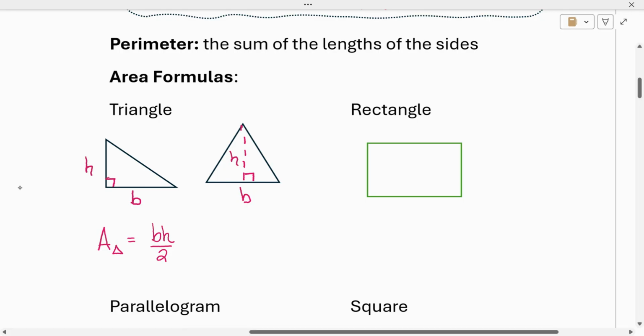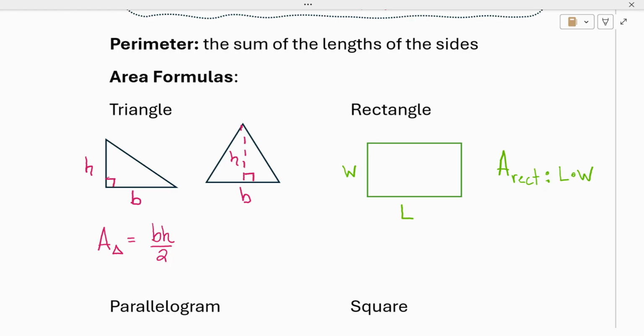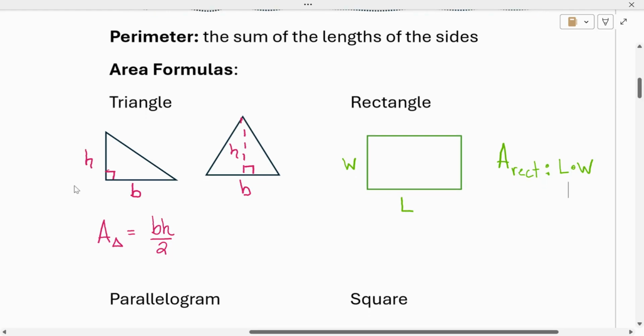Okay? Talk to me about a rectangle. How are we going to find the area of a rectangle? I'll mark the measurements. You have a length and you have a width. Length times width. That's it. Length times width. You guys have been doing that for quite a while. We've done a lot of questions with area and perimeter of rectangles.